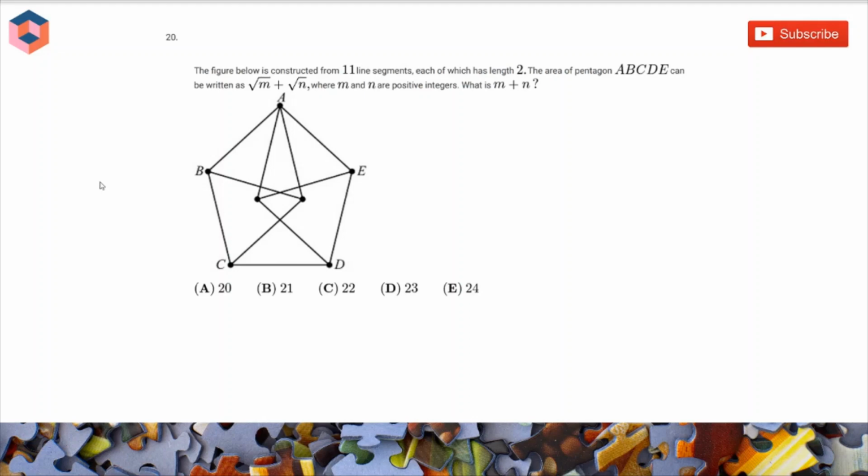Now for this problem, it's just the area of a pentagon with all the sides of length 2. And then they drew all these lines in the middle, which are supposed to help us out in some way. But what you'll see is that they don't actually help us out too much. Like, they do give us central information, but we can actually remove them at the end to actually solve the problem.